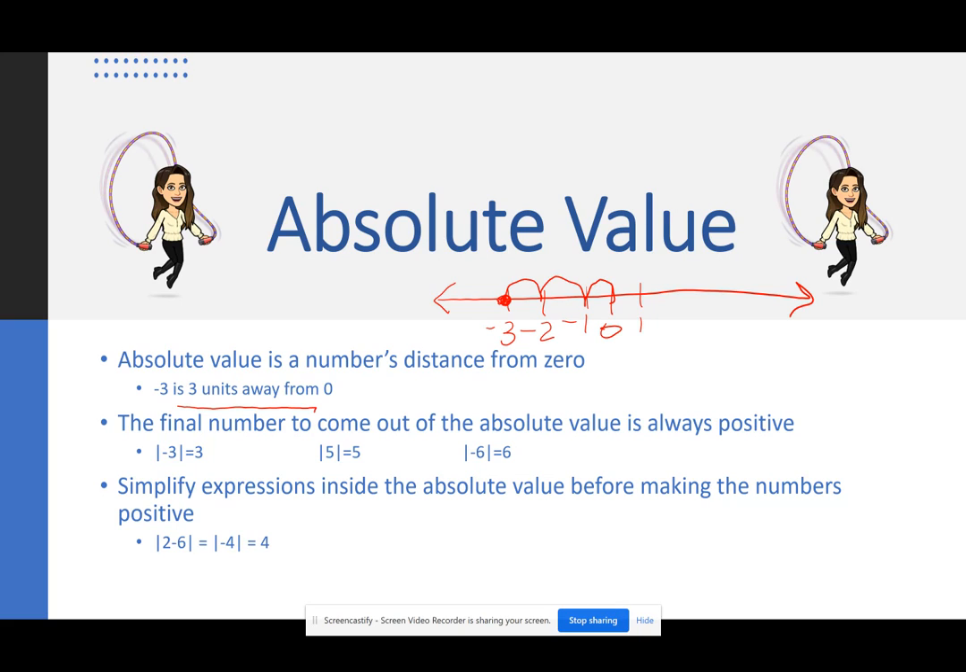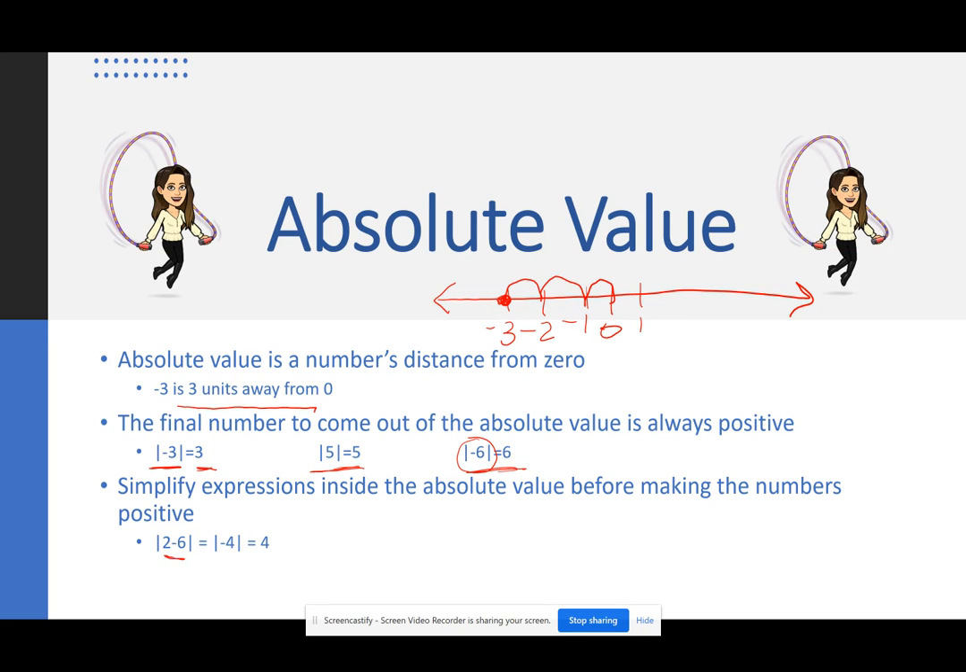So because of that, the absolute value is always positive. So the absolute value of -3 is +3. The absolute value of 5 is just 5 because it's still 5 units away from 0. And the absolute value of -6 is +6. So when you see a number in absolute value, the final number to come out is always positive.